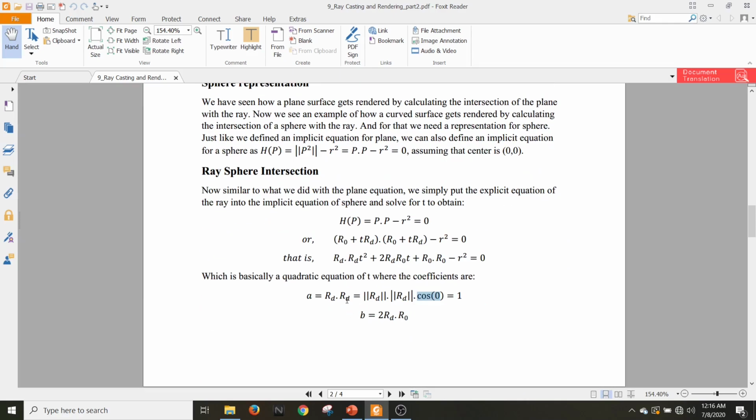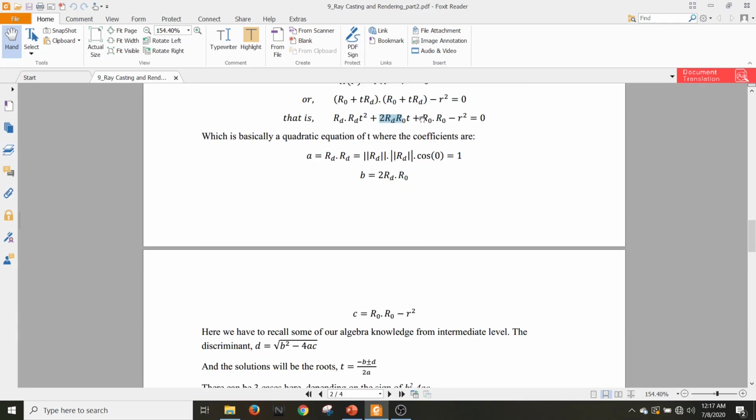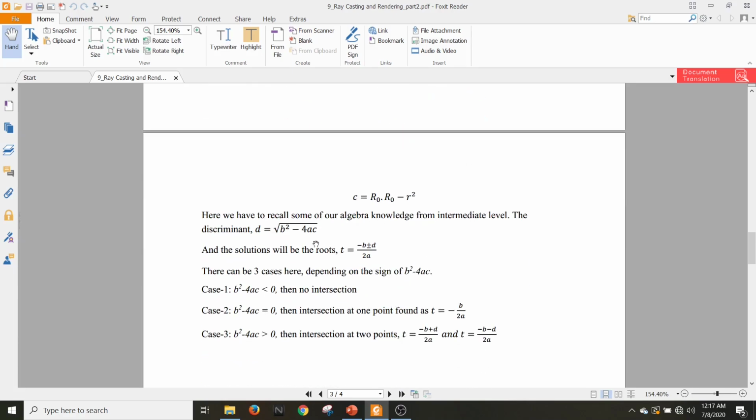a equals rd dot rd, which can actually be written as the magnitude of rd times the magnitude of rd times cos 0, and the magnitude of rd is equal to 1. How do you know this? Because rd is basically the unit vector along the direction of the ray, so the magnitude of rd must be equal to 1, and cos 0 is equal to 1, so the whole thing is actually equal to 1. And b here is 2 rd dot r0, and c should be equal to r0 dot r0 minus r squared. So we have these quantities here.